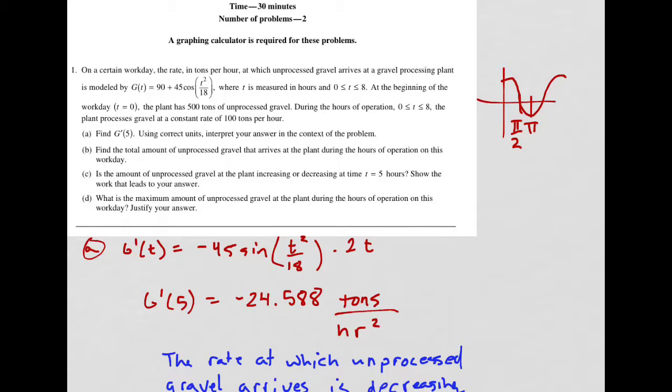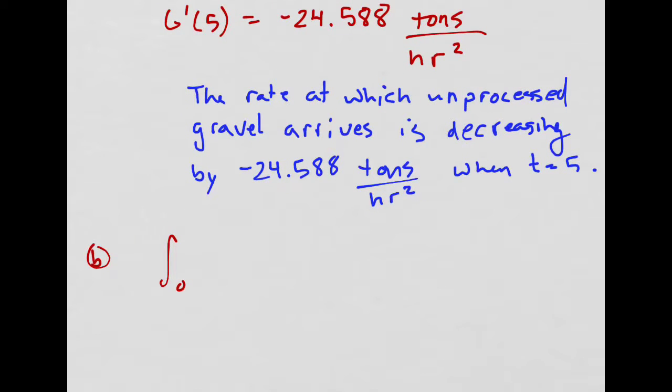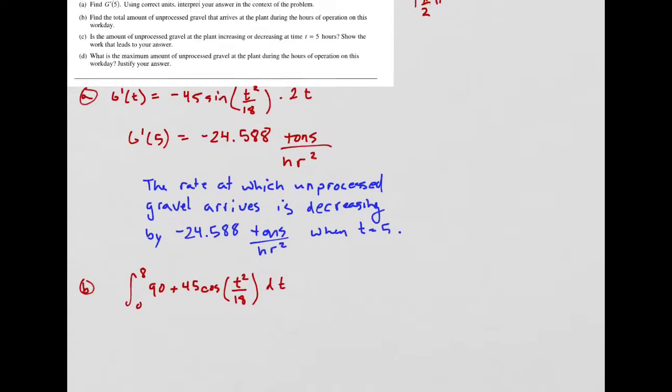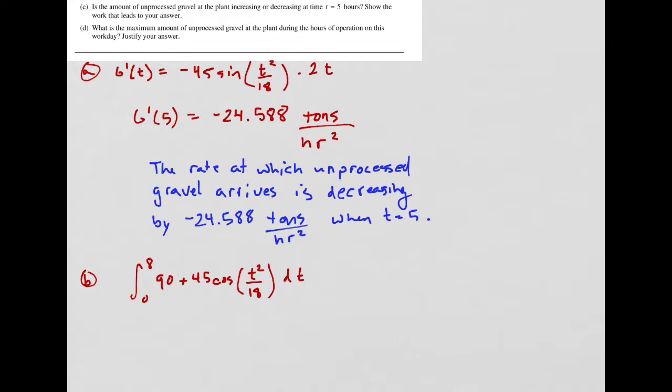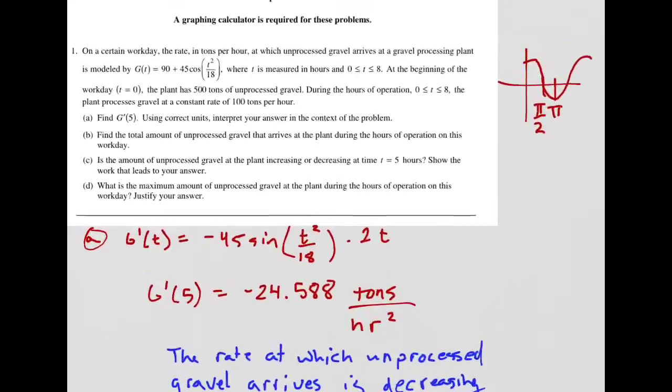Here's the thing. I looked at this, and this G of T is actually always positive, because this can't be smaller than negative 45, and negative 45 is smaller than that. So G of T is always positive. So we can just take the integral of G of T. Because remember, the area underneath a rate curve gives you the net change in whatever we're talking about. In this case, it would be the amount of unprocessed gravel, because we have the rate at which it arrives. Okay, so just do that in the calculator, and that's pretty easy. Don't forget your units, because they give you the units. That's part B.